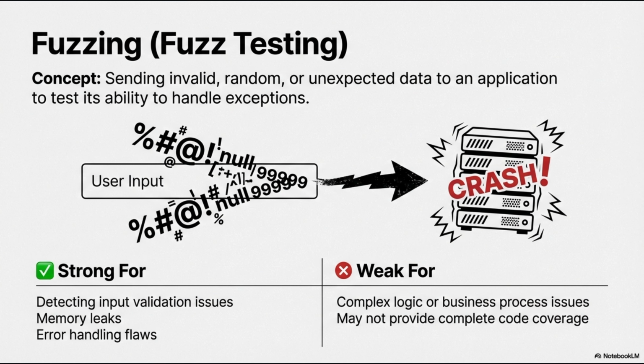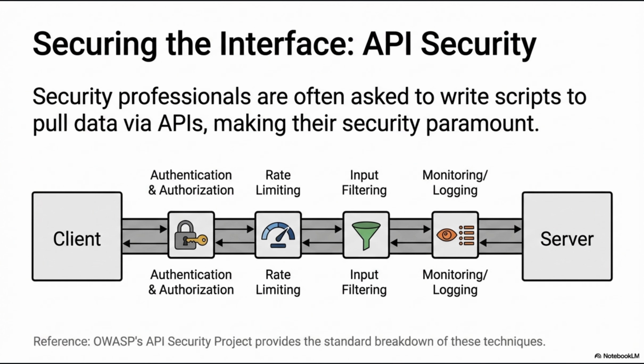Now what's fuzzing? Fuzzing is when you send invalid, random, or unexpected data to an application to test its ability to handle exceptions. So this is strong for detecting input validation issues, memory leaks, error handling flaws, but it's weak for complex logic or business process issues, and it may not provide complete code coverage.